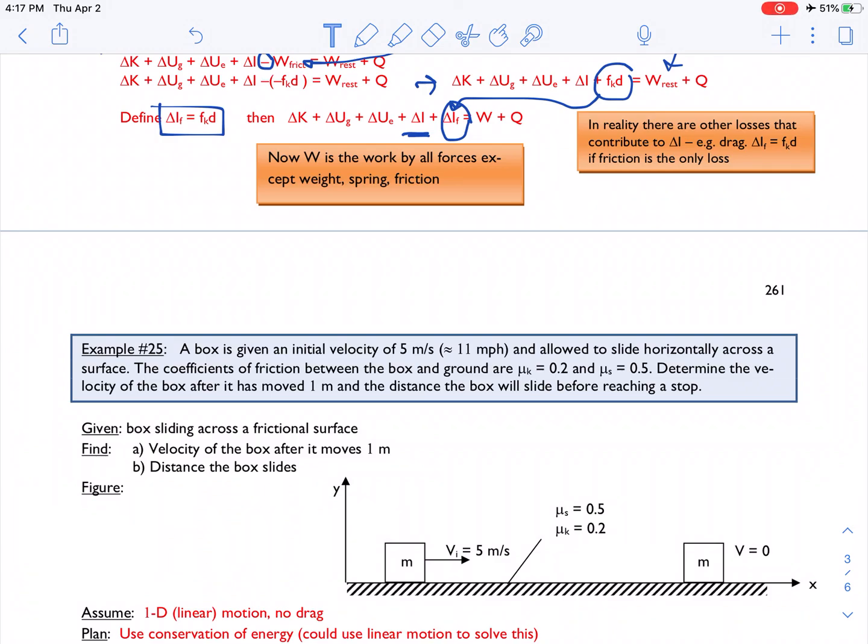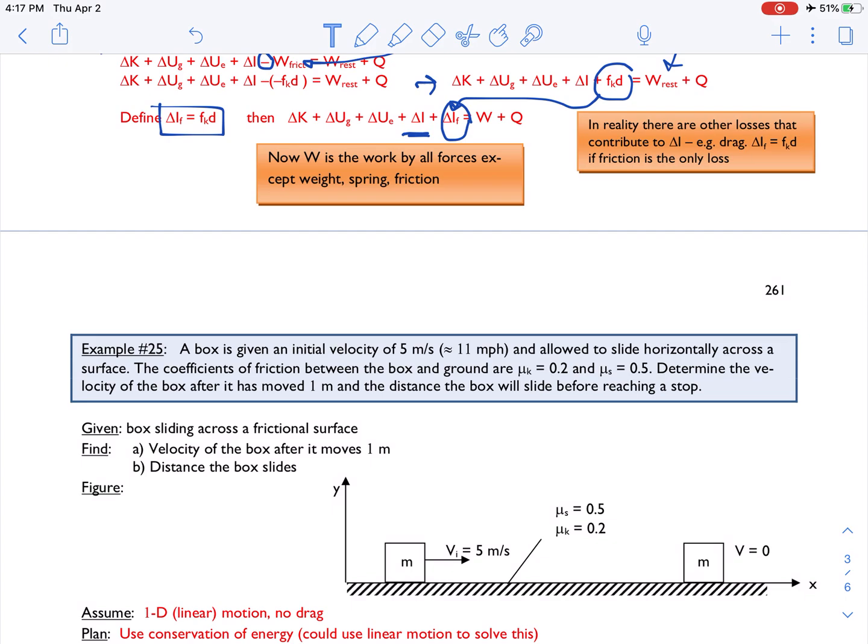Okay, next we are going to work on example number 25 on page 261. The example is about a box with an initial velocity of 5 meters per second, and it is allowed to slide horizontally across the surface. The coefficients of friction between the box and ground are mu k 0.2 and mu s 0.5. Determine the velocity of the box after it has moved 1 meter, and the distance the box will slide before reaching a stop. Just be careful because you cannot assume after 1 meter the object will stop.